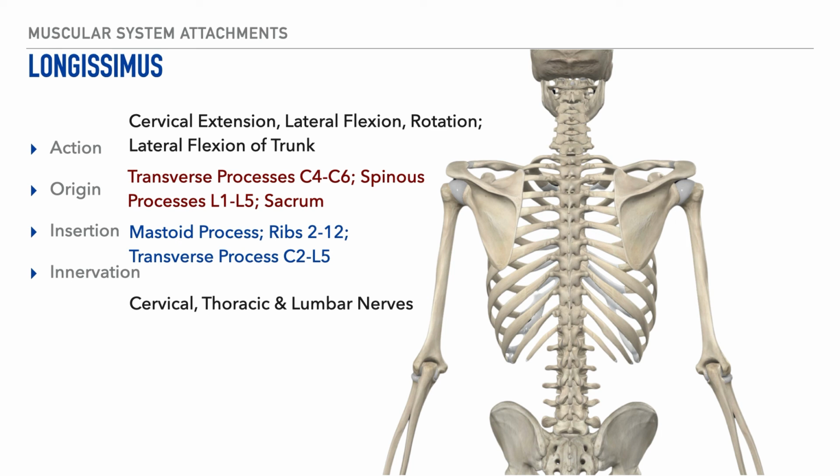Next is the Longissimus muscle group. The actions produced by this muscle include extension, lateral flexion, and rotation of the cervical spine, and in addition to this, it performs lateral flexion of the trunk. This muscle originates at the transverse processes of C4 through C6 and on the spinous processes of L1 through L5 and the sacrum. It inserts at the mastoid process, ribs 2 through 12, and the transverse processes of C2 through L5, and it is innervated by a combination of cervical, thoracic, and lumbar nerves.